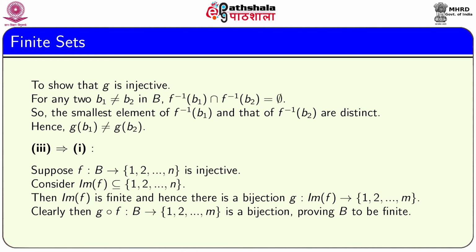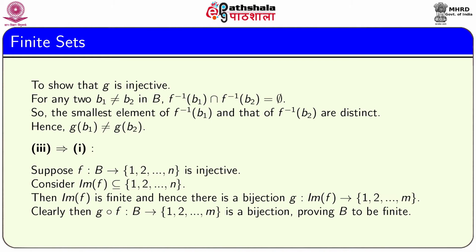To show that G is injective, for any two points b1 and b2 from B, with b1 not equal to b2, we have F inverse of b1 intersection F inverse of b2 is empty. So, the smallest element of F inverse of b1 and that of F inverse of b2 are distinct. Hence, G(b1) is not equal to G(b2), which shows that G is injective.